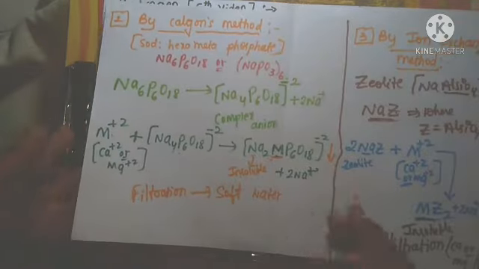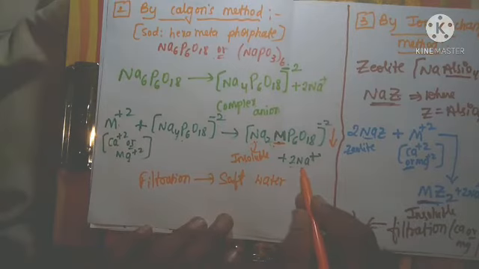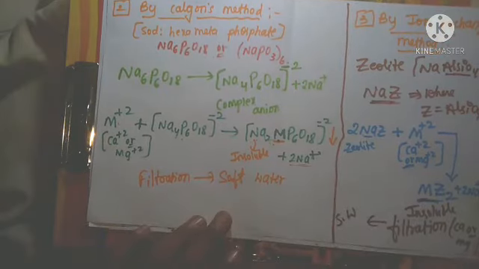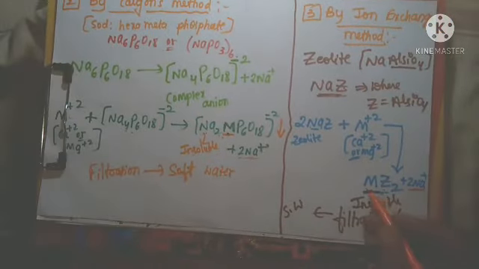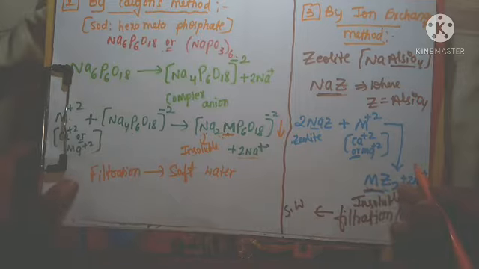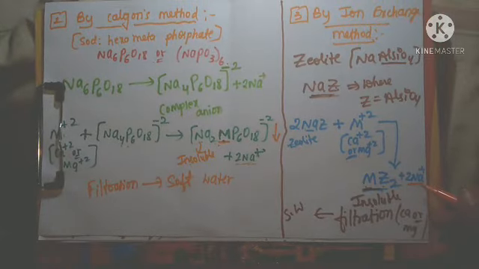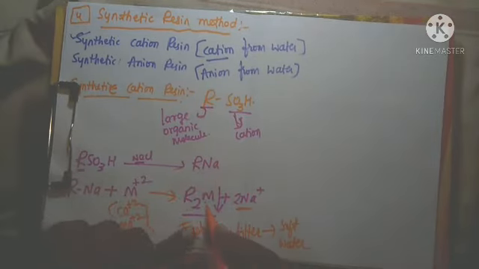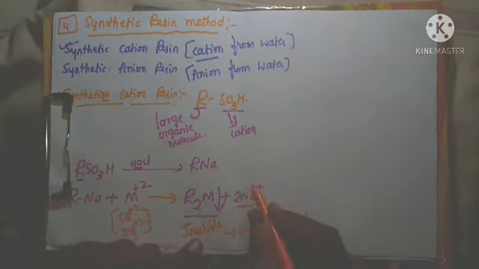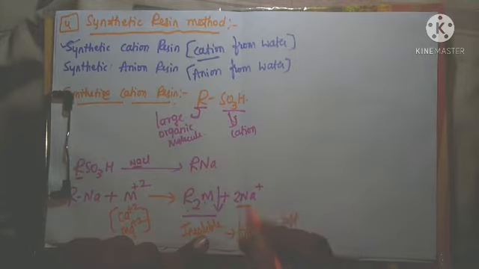In the second method also, what is there in the water? Na+ is there. In the third method, what is there in the water? Na+. This MZ2 is insoluble in water. That is, M means calcium and magnesium, which you can remove easily. But here Na is again in the water. Means here also in the last method, that is the synthetic resin method, you are removing calcium and magnesium, but one more cation and anion are again in the water only.